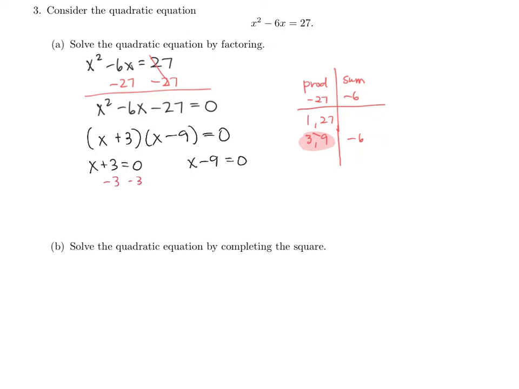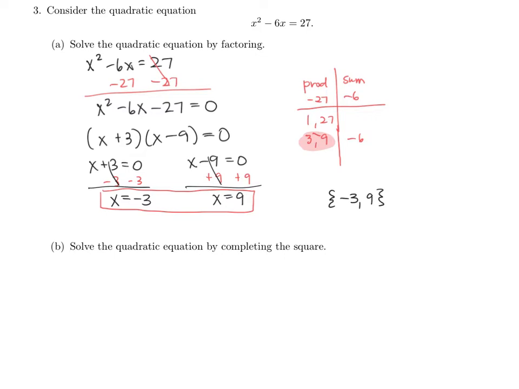So I'm going to subtract 3 from both sides here, and I will get x equals negative 3. And I'm going to add 9 to both sides here, so I can get the x by itself, and I get x equals 9. So my two solutions are negative 3 and 9. On the midterm, you can either box them both in, or you can write them in set notation, like that.